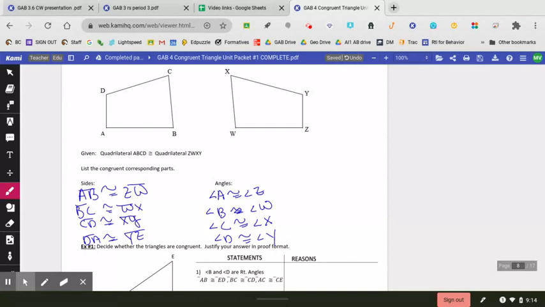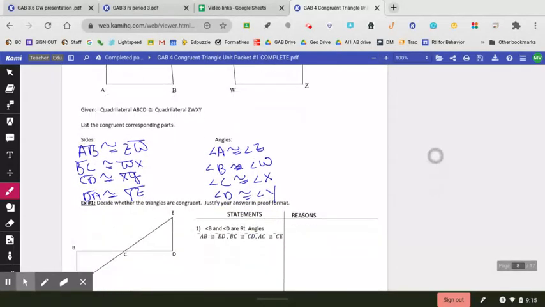And what we're doing is listing exactly what would be on top of each other if we flipped one of these quadrilaterals on top of the other. So if I could flip ZWXY and place it on top of ABCD, Z would be on A, W on B, X on C, and Y on D.